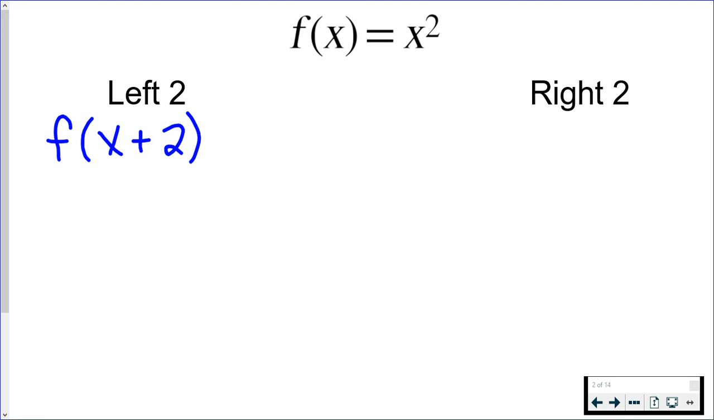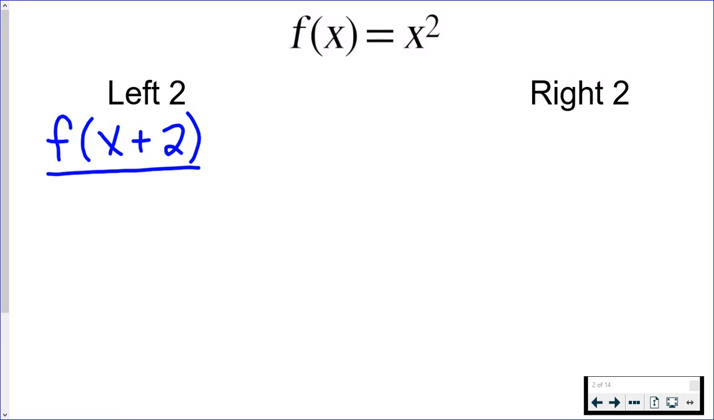So don't let the f throw you off. It could be a g, it could be an h. f of x is just the same as y. So f is just the name of the function. Now I'm moving to the left 2, which means I have x plus 2 in parentheses.